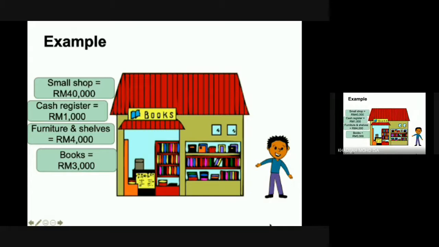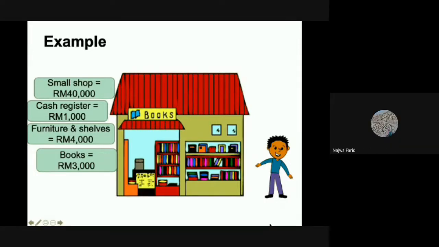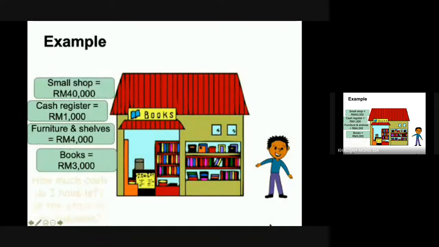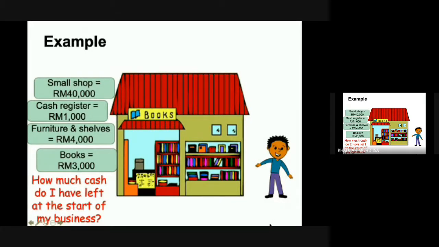So how much money have you used? 40,000 to buy a shop, 1,000 for the cash register, 4,000 for furniture and shelves, and 3,000 for books. So in total, now you have used 40, 41, 45, 48,000. So how much balance do you have? 2,000. The balance of 2,000 must be in the form of cash. That's the money that I have not used, the cash that I still have in my bank, right?